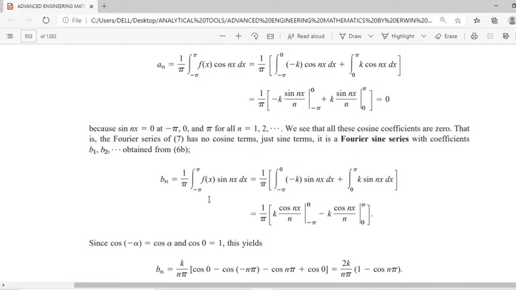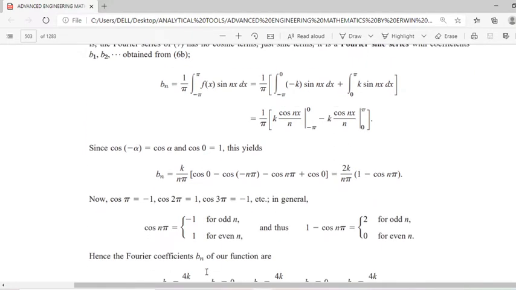Bn is equal to 1 by pi into integral minus pi to pi f of x sin nx dx, that equals 1 by pi into integral minus pi to 0 of minus k sin nx dx plus integral 0 to pi of k sin nx dx. So when we substitute 0, it will become 1. When you substitute minus pi, that will be minus n pi. When we substitute pi, it will become cos n pi and cos 0 is 1, and you will get this one.